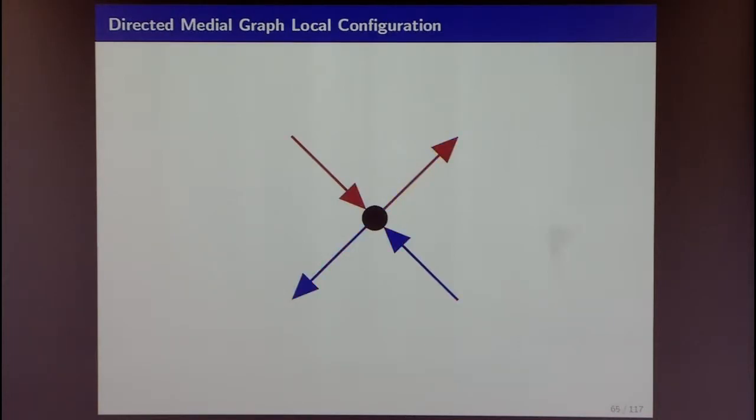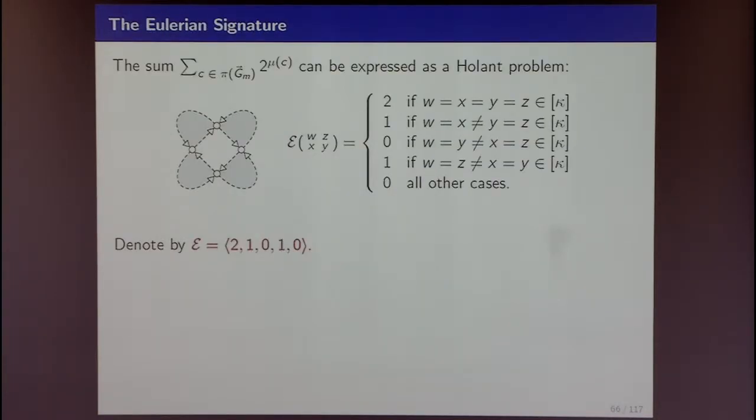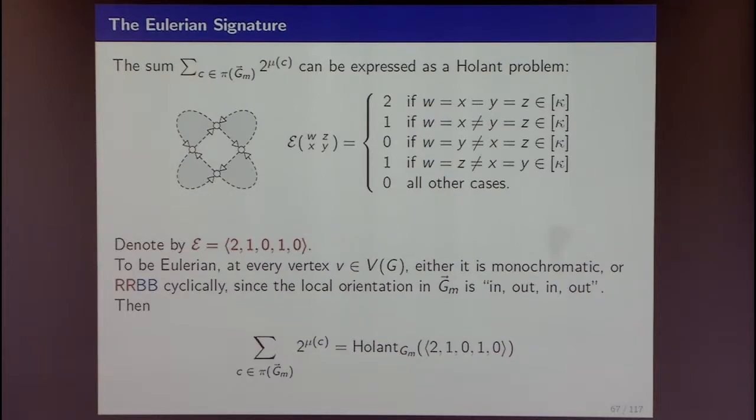And in this way, you can think of the sum over the Eulerian orientations on the directed medial graph as a Holant problem, where the signature is 2, 1, 0, 1, 0. What is 2? 2 says all 4 things are the same. That gives you 2. And this says that these 2 are the same, these 2 are the same. This says that these 2 are the same, these 2 are the same. And this is like these 2 are the same, these 2 are the same. And that's not good. That's not allowed, because of the in, out, in, out. Okay? So if you think about this, it takes a little thinking, but basically this sum is the Holant problem.